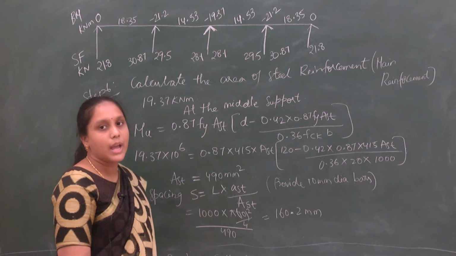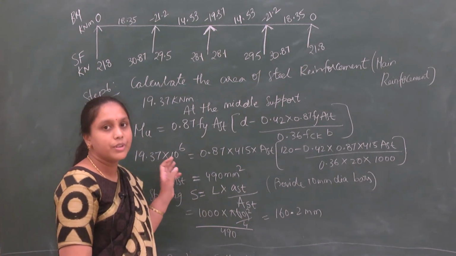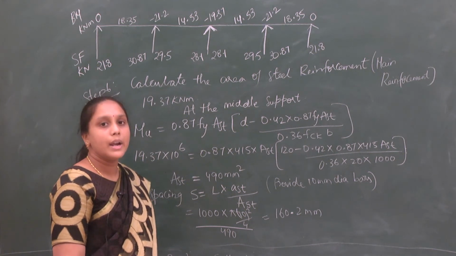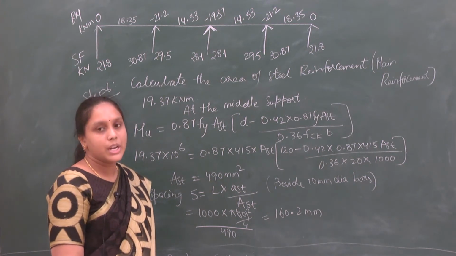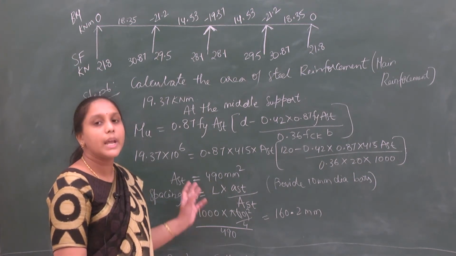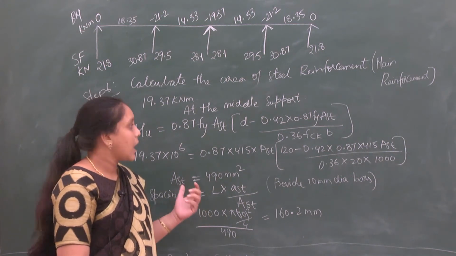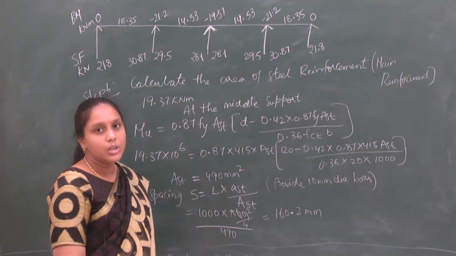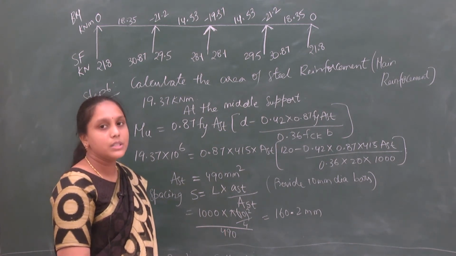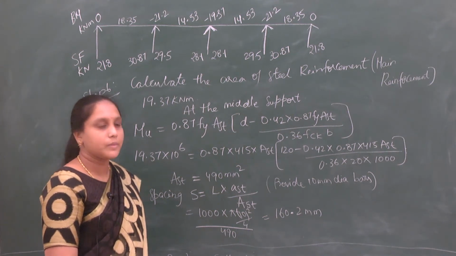Now what we have calculated all the area of steels for all the bending moments and the spacing is also calculated. Now let us write down all the area of steels for the different bending moments, and the next step is to check for the minimum area of steel reinforcement to be provided, whether the area of steels we have got here are more than the minimum area of steel. So now let us check for the minimum area of the steel reinforcement.